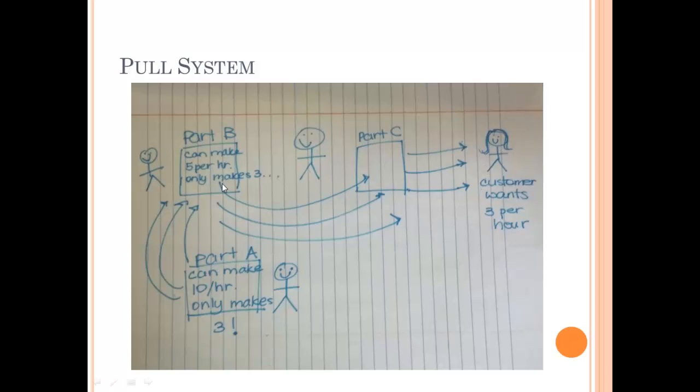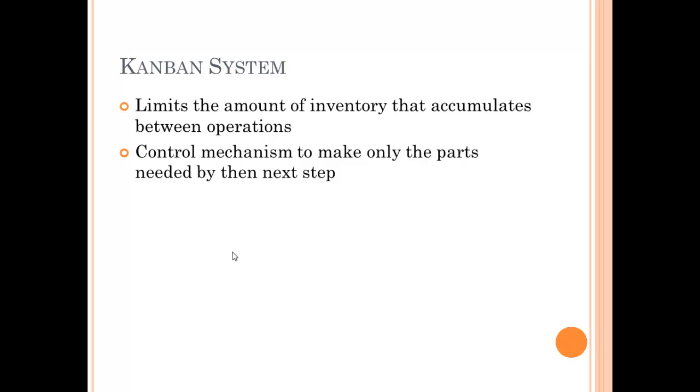Okay, so this is the upstream station. This is a downstream station. This one is upstream from C, okay, but downstream from A. And so this is different than the push system. Okay. All right, Kanban system. It limits the amount of inventory that accumulates between operations. The control mechanism is you only make the parts needed by the next step.